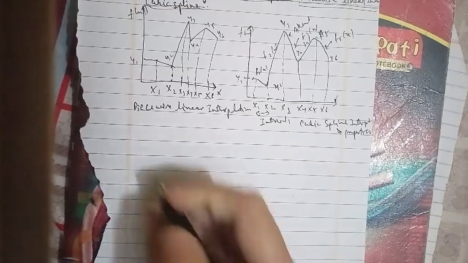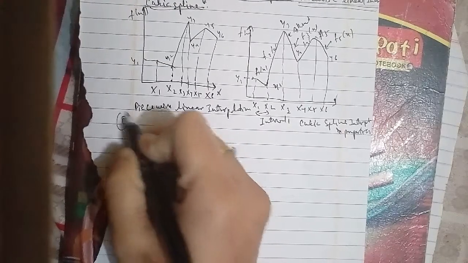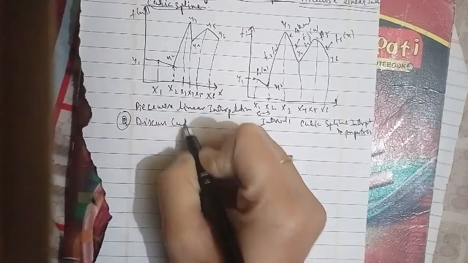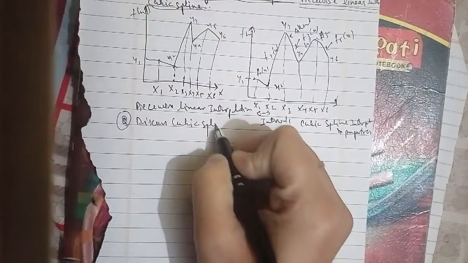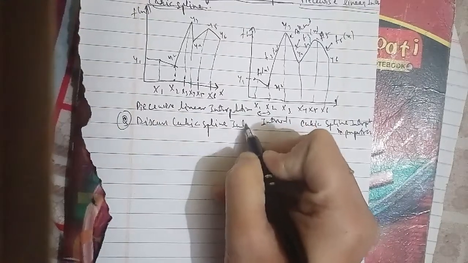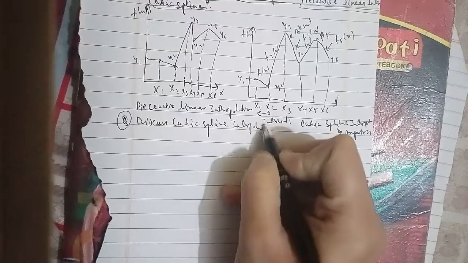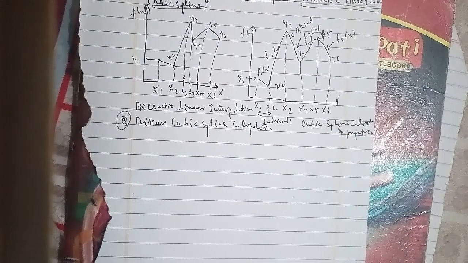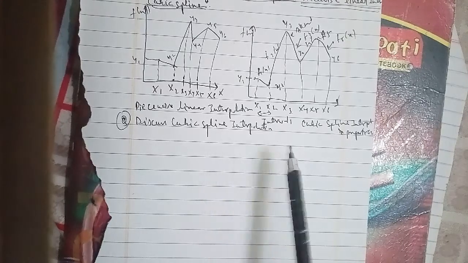We'll discuss cubic spline interpolation here. Let's say there are n data points, and in those n data points there will be n-1 intervals. We approximate one cubic spline for every interval, and therefore there will be n-1 cubic splines. Thus there are 5 cubic splines for 6 data points, and this has been illustrated.